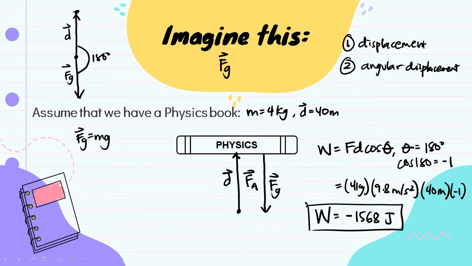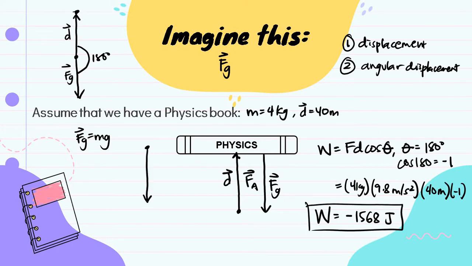Alright, which is similar in magnitude to the previous work done by the gravitational force in the previous slide, but they are opposite in signs. So we have here a negative work done, and on the previous slide we have a positive work done. But if we can still notice, the displacement taken by the book is the same. So we have here a 40-meter displacement. The initial scenario showed us that the book is located somewhere up there, 40 meters above the ground.